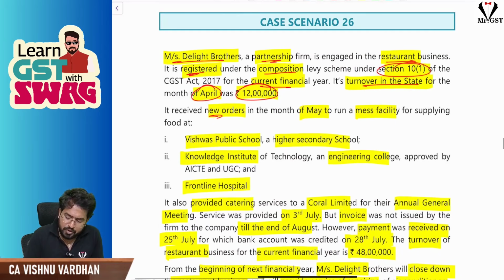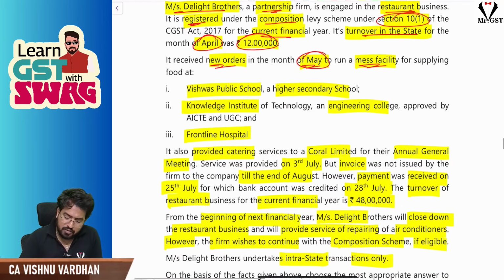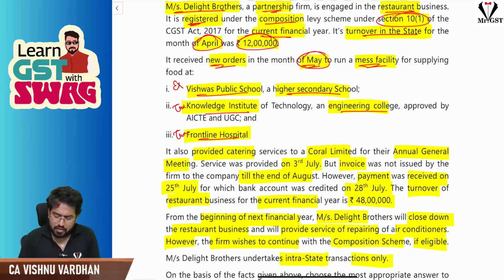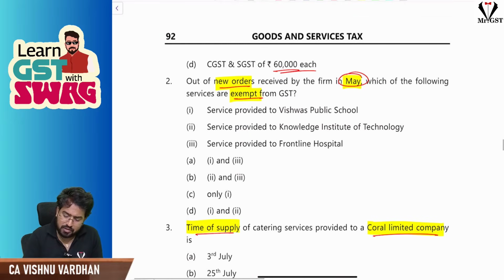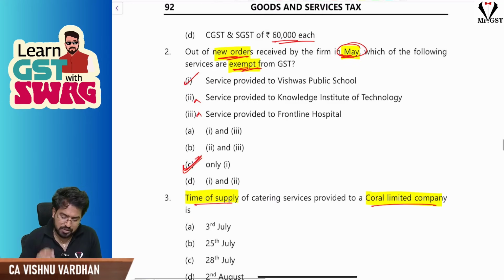Option C. Next, they asked with respect to which mess facilities are exempt. For a school, it is exempt. Vishwas Public School, higher secondary school. Knowledge Institute of Technology, Engineering College, taxable. Frontline Hospital, taxable. So Vishwas Public School only is exempt. So here they have asked which of these are exempt. This is exempt, this is not exempt, this is not exempt. So only option 1, the first point, is exempt. So option C is the correct answer.